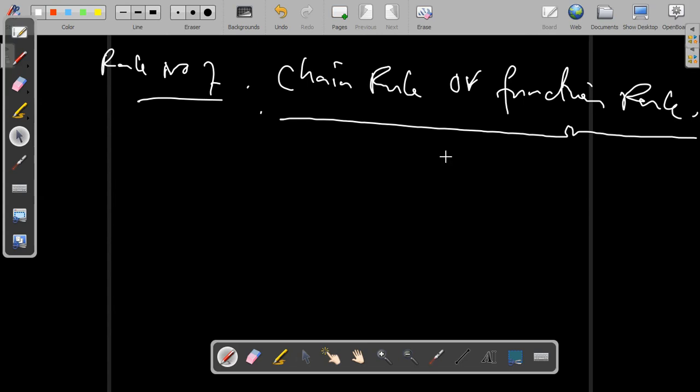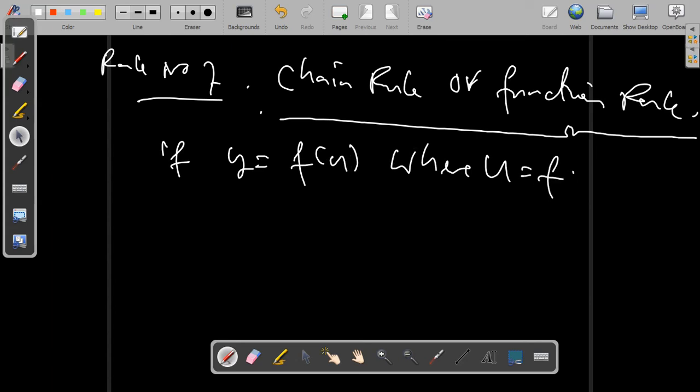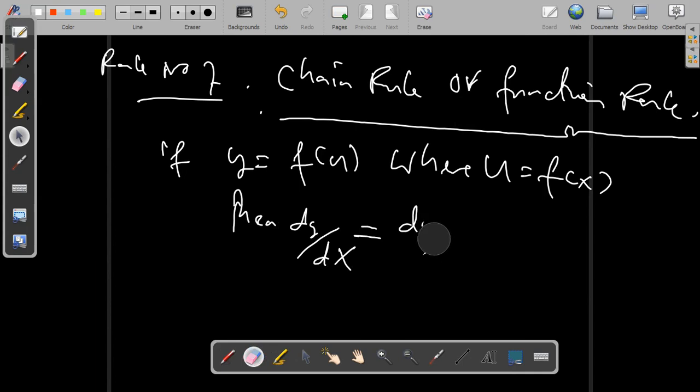Let's consider an example here. If y is a function of u, where u is a function of x, then dy over dx will be equal to dy over du times du over dx. Let's consider an example.